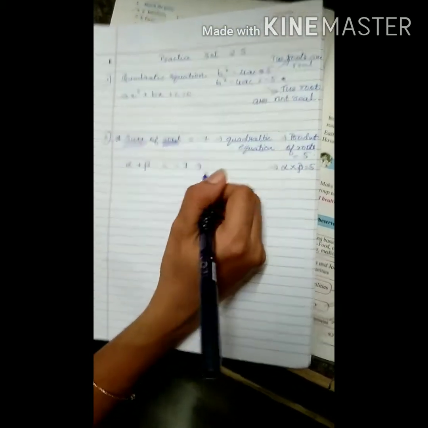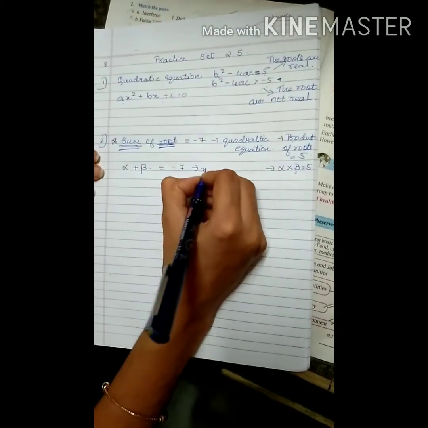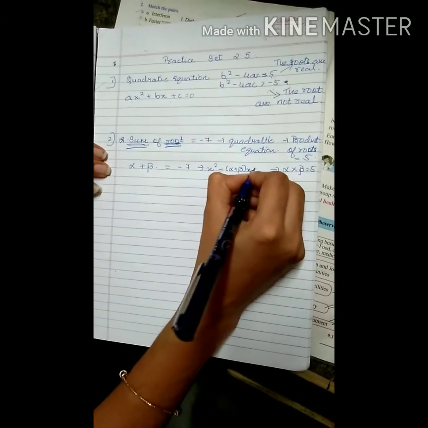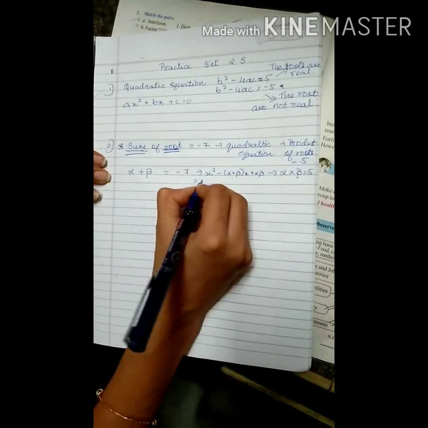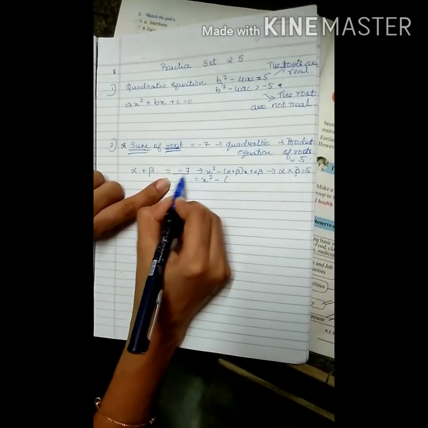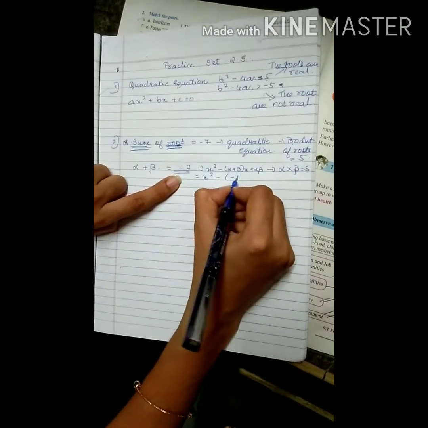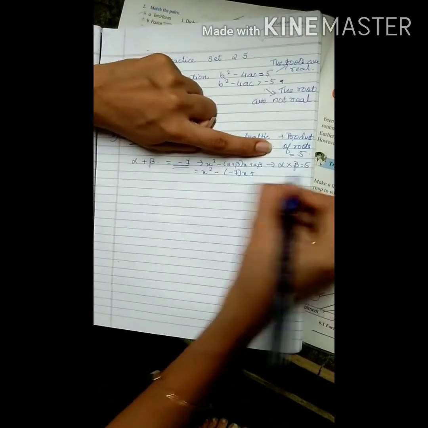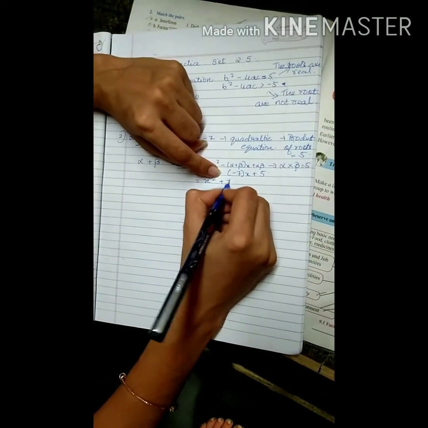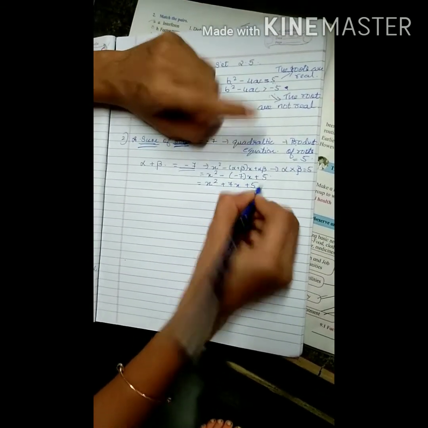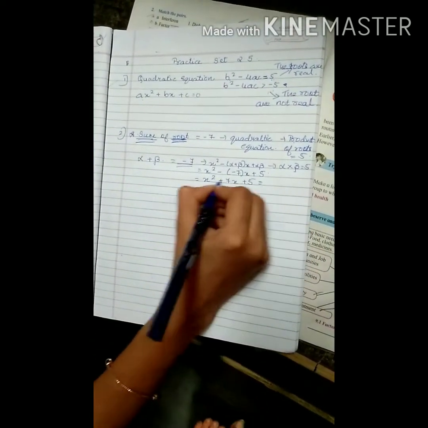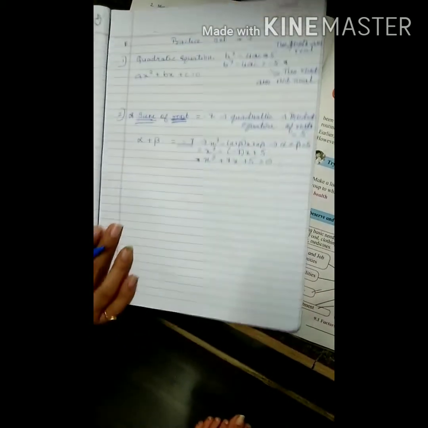Now for the quadratic equation, the formula is x square minus alpha plus beta the whole x plus alpha into beta. Now the x square term will remain as it is. Instead of alpha plus beta, the value of alpha plus beta is minus 7, x plus alpha into beta value is 5. The equation is x square, minus into minus is plus 7x plus 5, that is equal to 0.